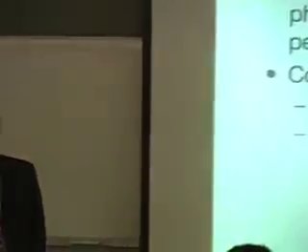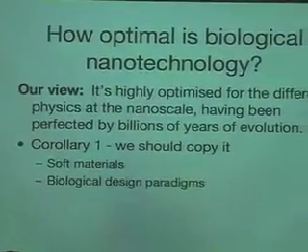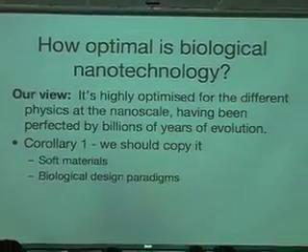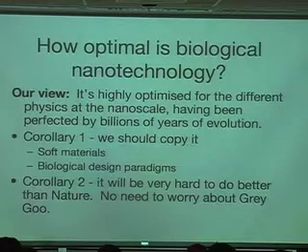You know, these things really work very well. So the conclusion, I think, is that a better view is that biology is very highly optimized for this different physics at the nanoscale. And it's been perfected by billions of years of evolution. So that tells us we should copy it, we should try and use soft materials, biological design paradigms. On the one hand we should copy it, and the second corollary is actually we should probably stop worrying about grey goo, because we're really going to have a hard time doing better than biology.